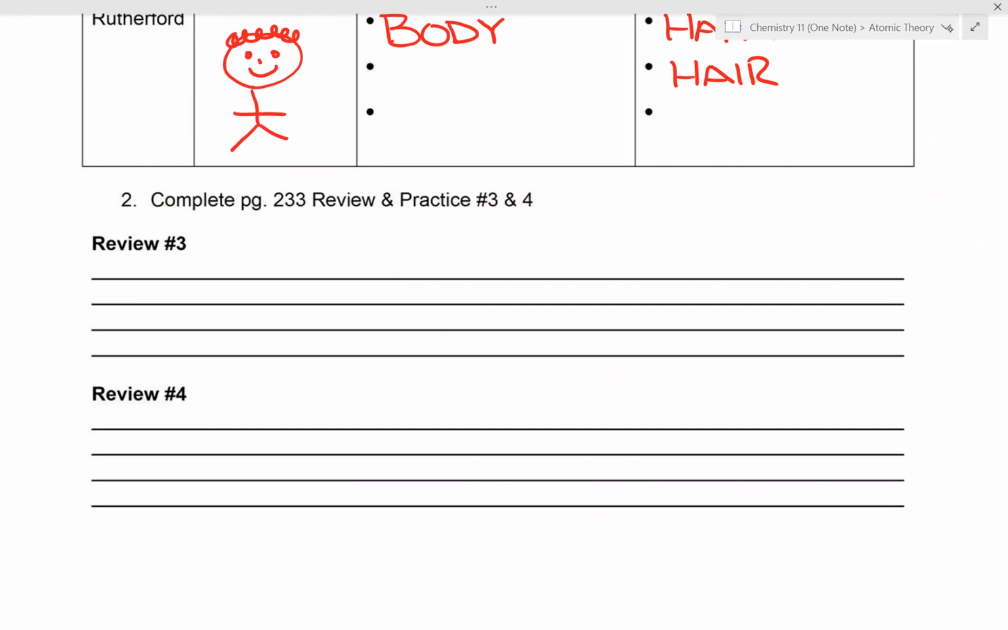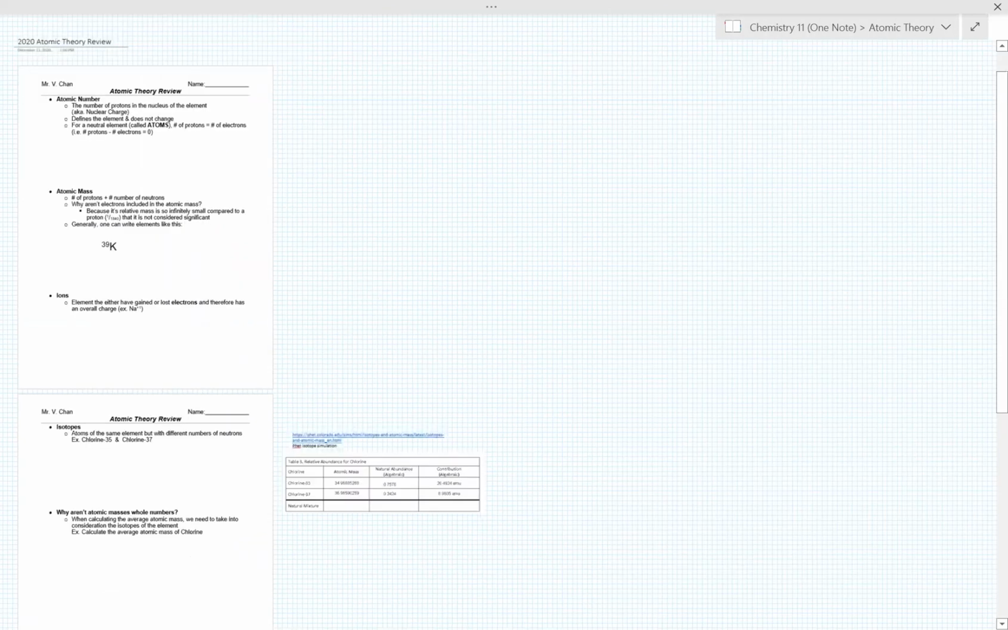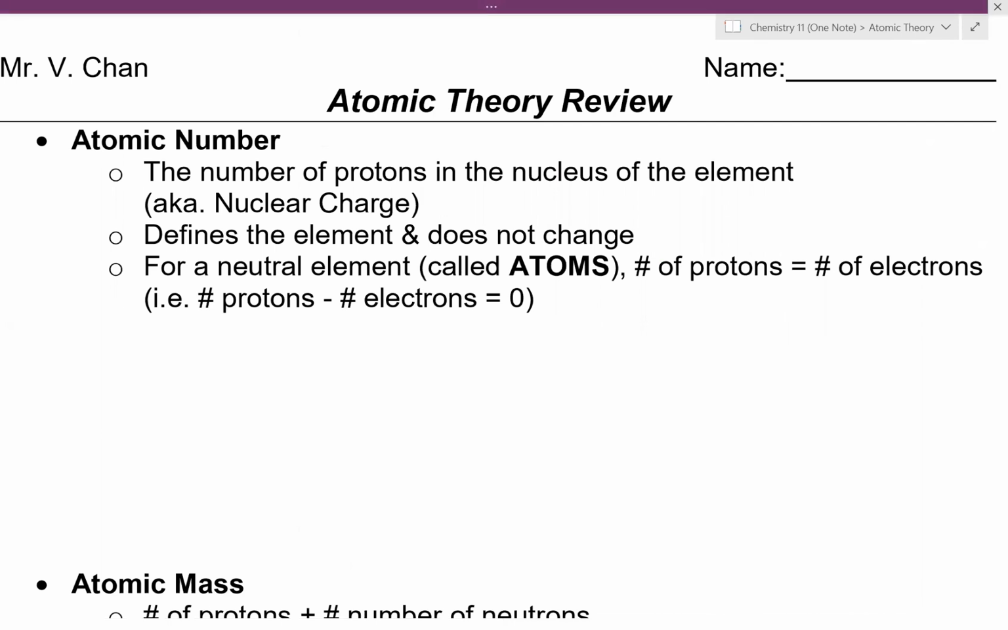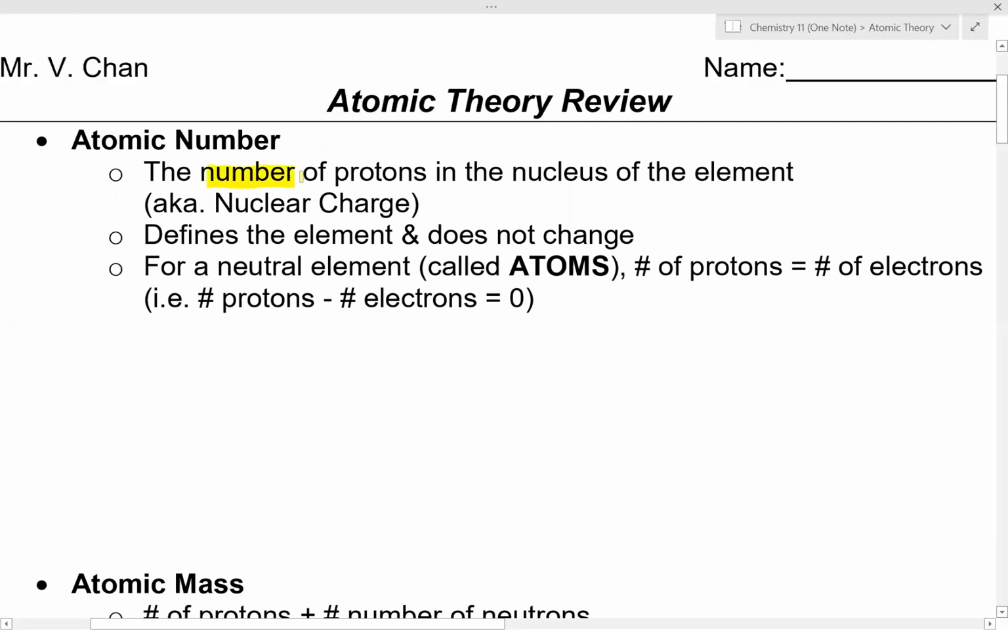Now, the second part of the lesson is definitely a review of Science 10. Some things that you should remember from Science 10 is, let's say, the vocabulary of the atomic number. The atomic number is the number of protons in the nucleus of the element. Another name for this is the nuclear charge.